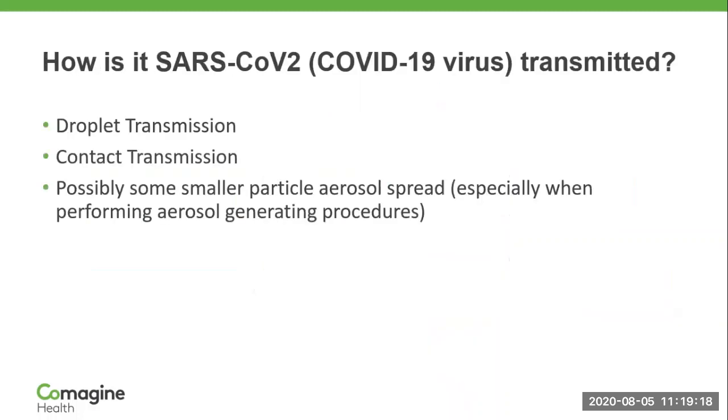So how is the SARS-CoV-2 or COVID-19 virus transmitted? Through droplet transmission, contact transmission, and some airborne, probably. Definitely if there is aerosol spread from aerosol-generating procedures. Next slide.